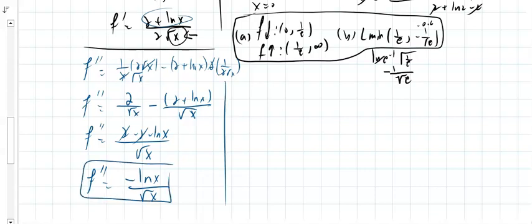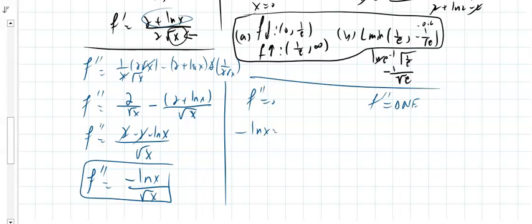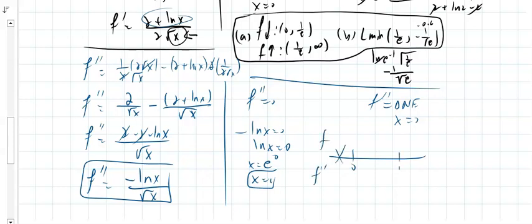Now, I want to figure out the same deal. Where is f double prime equals 0 or does not exist? Well, it equals 0 when negative natural log of x equals 0, or natural log of x equals 0, e to the 0, which means x equals 1, and does not exist when x equals 0. We're already aware of that. 0, nothing to the left. Second derivative, 1. If I pick a point to the left of that, let's say I pick, this is 1. If I pick 1 over e, which is e to the -1, the denominator is positive.